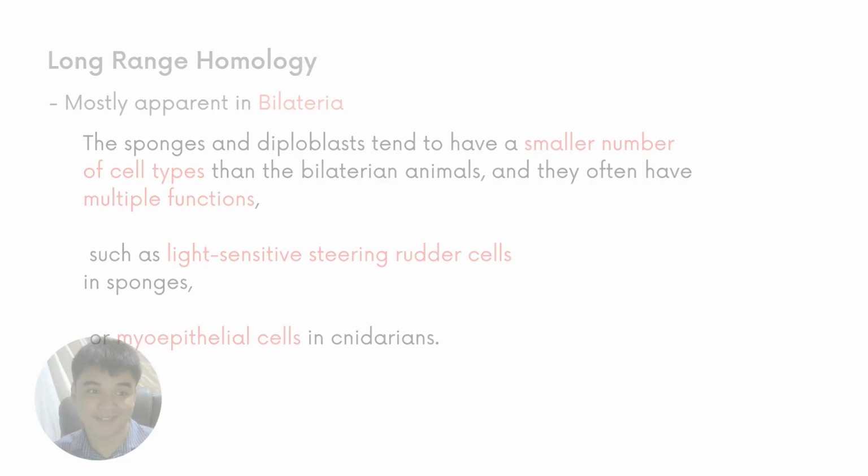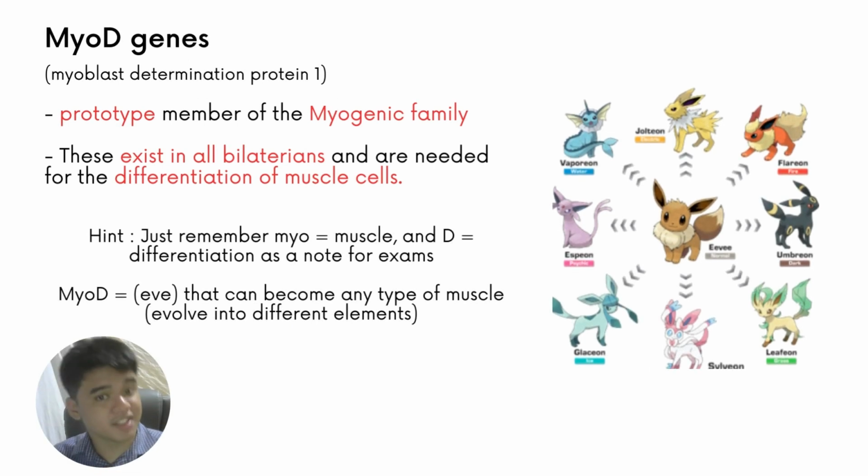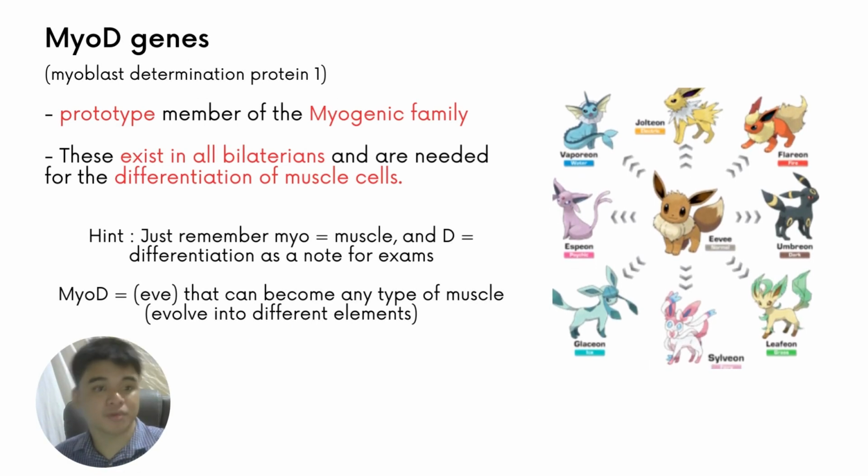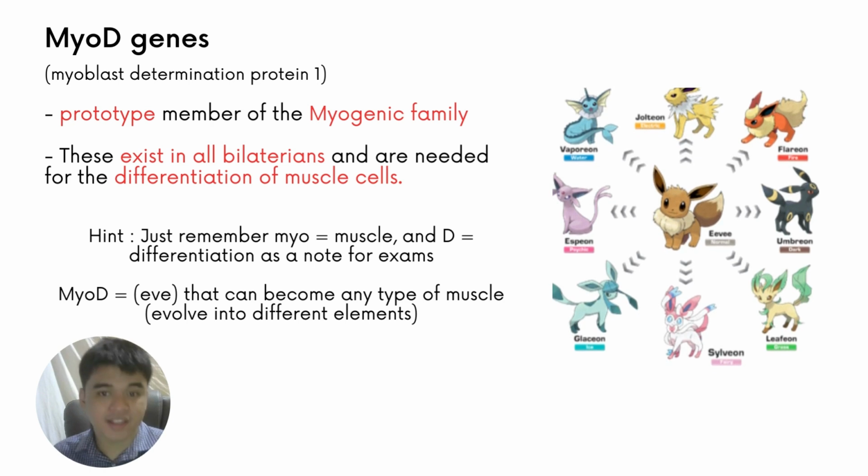They have multiple purposes. And now we have the MyoD genes, which stands for myoblast determination protein 1, that is the actual name. It is the prototype of the myogenic family. They exist in all bilaterians, and they are important for differentiation of muscle cells. Just remember MyoD. Myo is myosin, which is muscle, and D, differentiation. You need that for your exams.